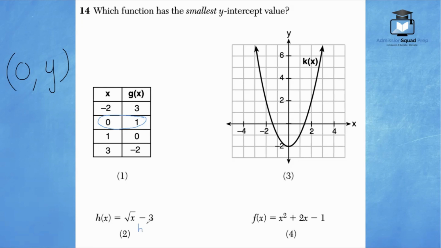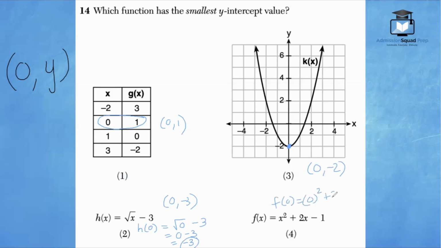For answer choice 2, h of 0, which means x is going to be 0, is the square root of 0 minus 3. Since the square root of 0 is 0, 0 minus 3 is negative 3. So we have the point 0, negative 3 as our y-intercept. For answer choice 3, it's clear that the y-intercept is negative 2. So we have 0, negative 2. And for answer choice 4, we have f of 0 equals 0 squared plus 2 times 0 minus 1.